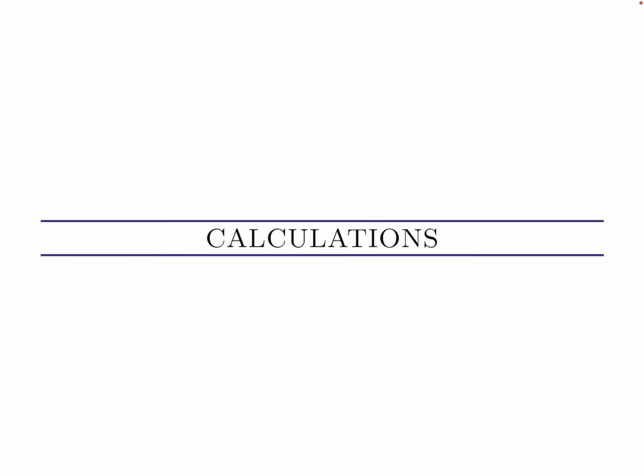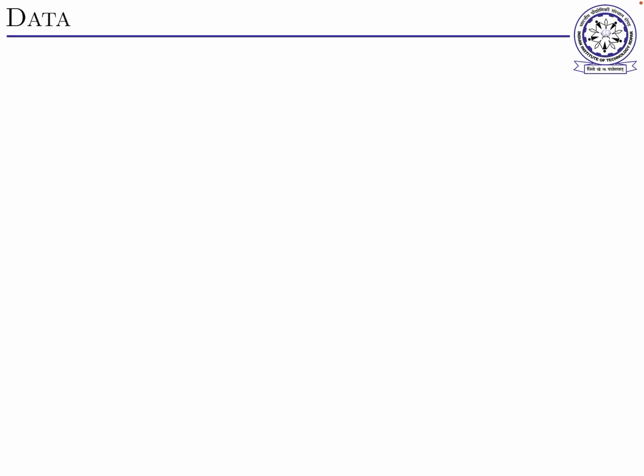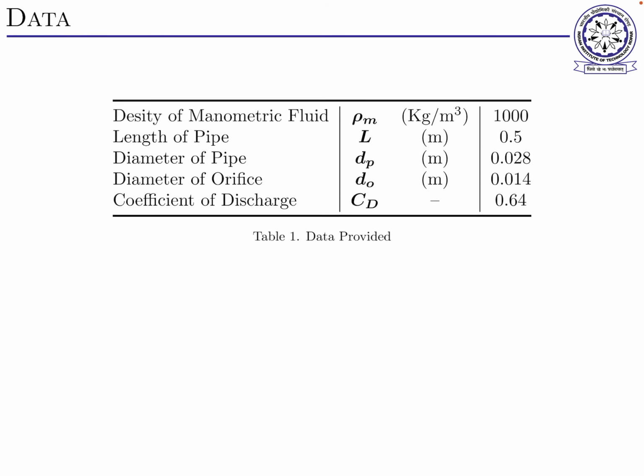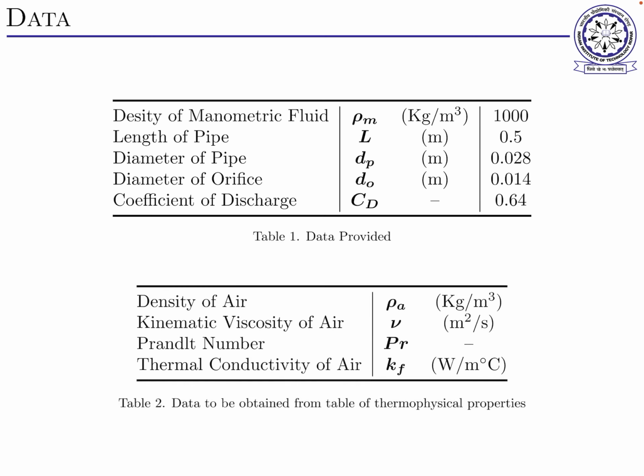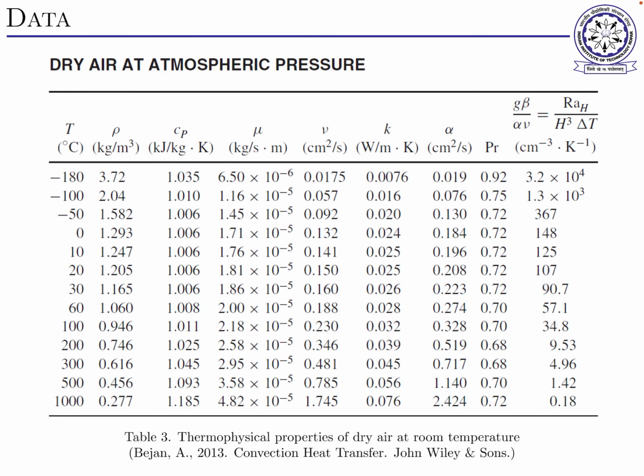So now, calculations. I have made a list of the things that are provided and that will be provided. These are the measured values: the voltage, the current, the heights H1, H2, and the various temperatures. Other things have to be calculated at some point or another, which I will show you. These are the values that have been given: the density, the length of pipe, the diameter of pipe, the diameter of orifice, and the coefficient of discharge for that orifice. These values you will have to find from some data book. You can find these from tables for various temperatures for calculations.